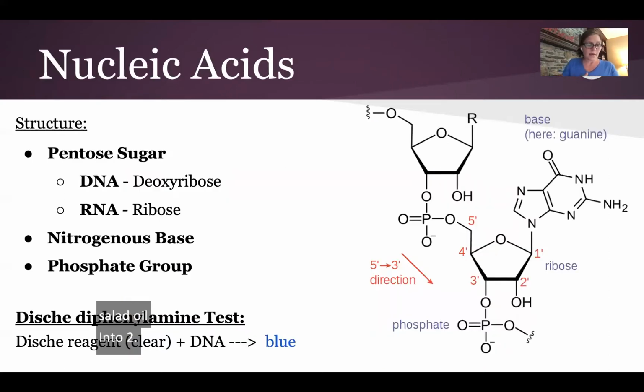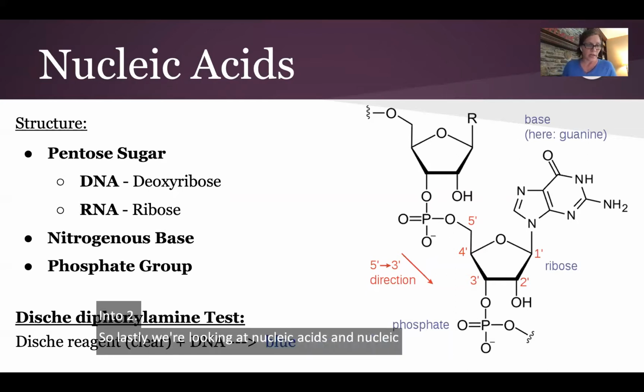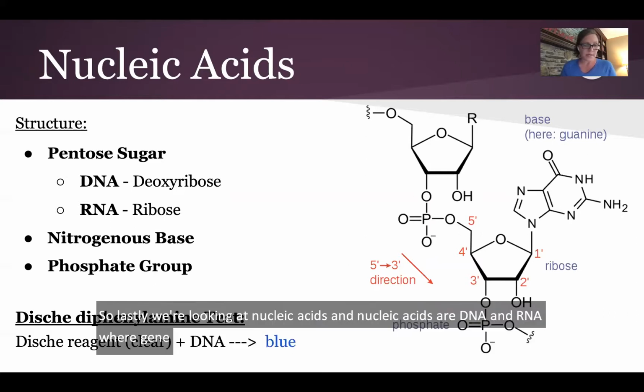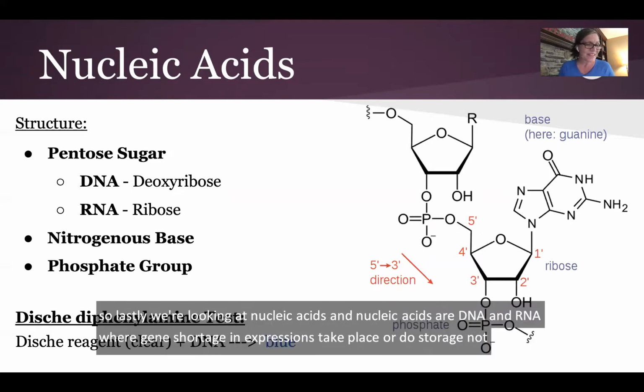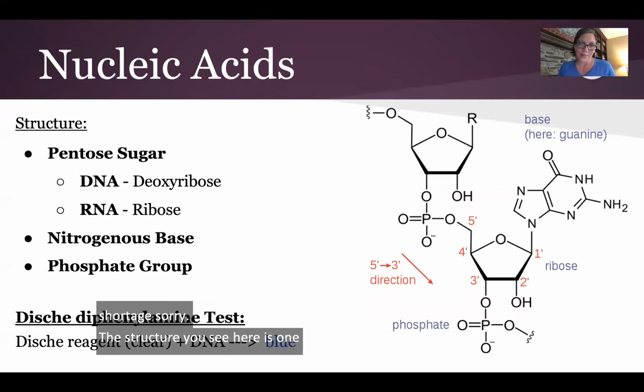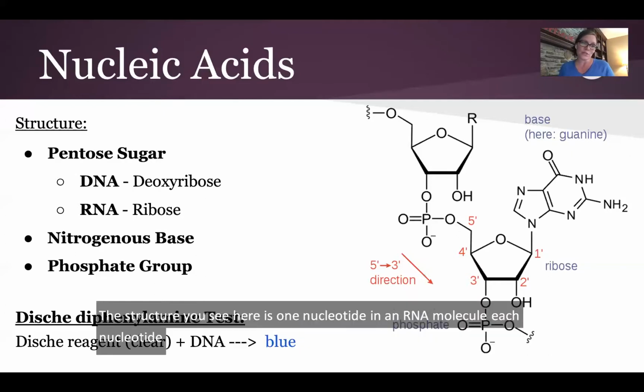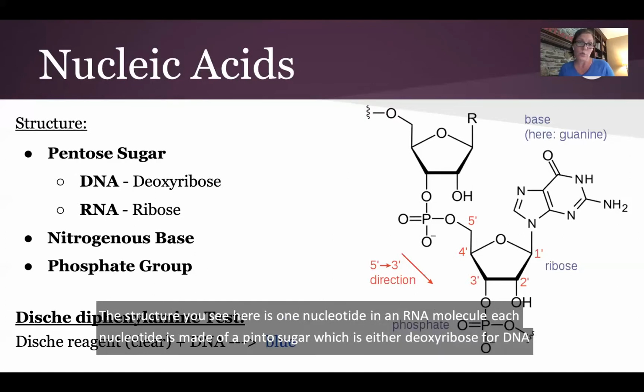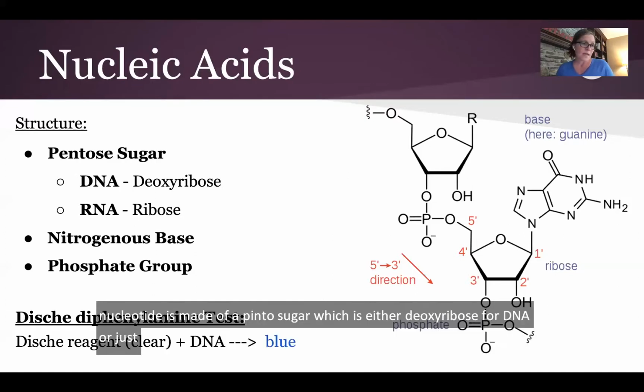So lastly, we're looking at nucleic acids. Nucleic acids are DNA and RNA, where gene storage and expression take place. The structure you see here is one nucleotide in an RNA molecule. Each nucleotide is made of a pentose sugar, which is either deoxyribose for DNA or just ribose for RNA, a nitrogen base, and a phosphate group.